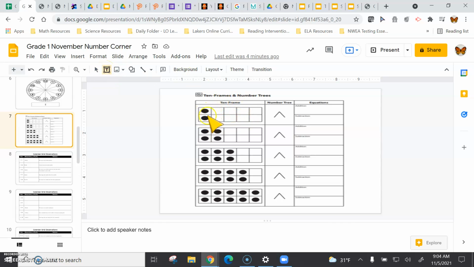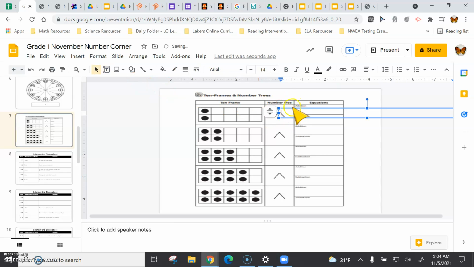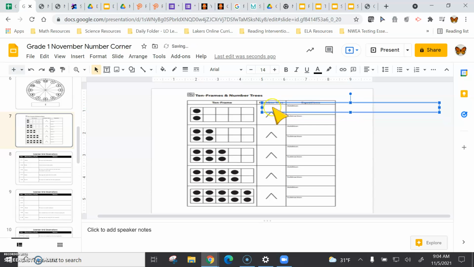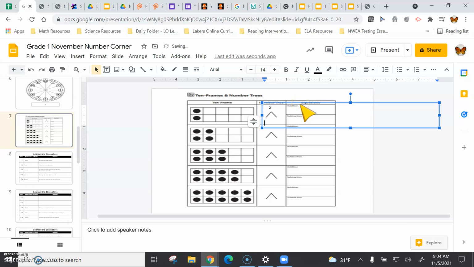If we have one on the top and one on the bottom, we can actually put one on the top here. Two on the top here. Because 2 is equal to 1 plus 1. If we were writing a math fact for that, we would write 1 plus 1 equals 2.